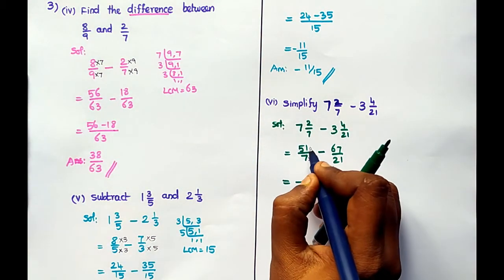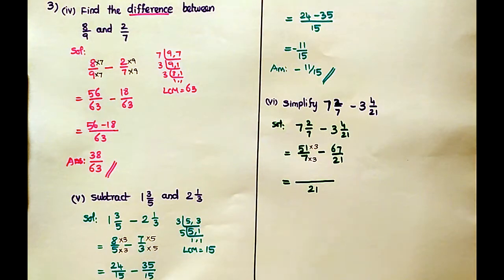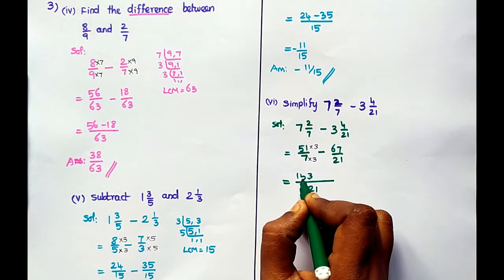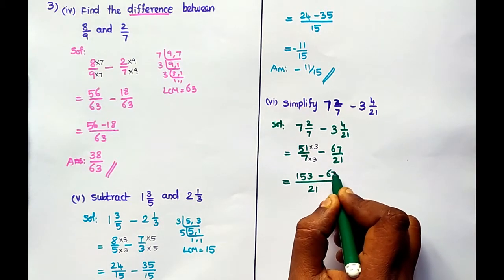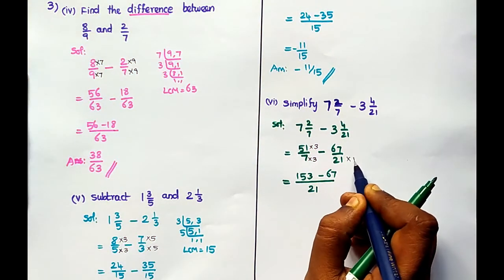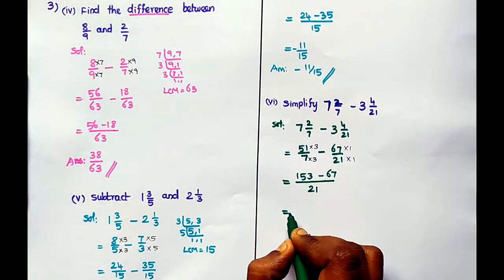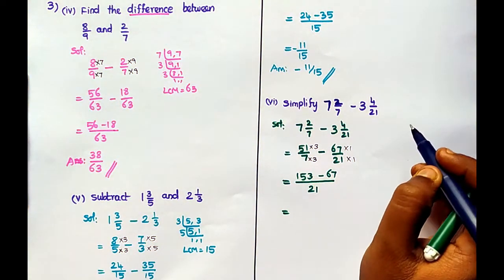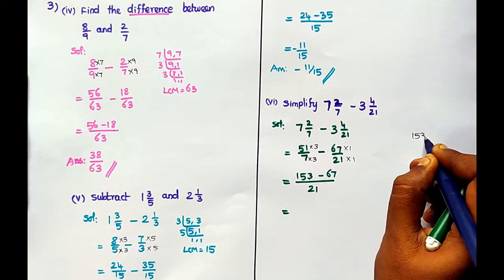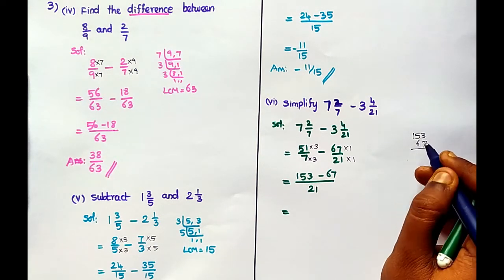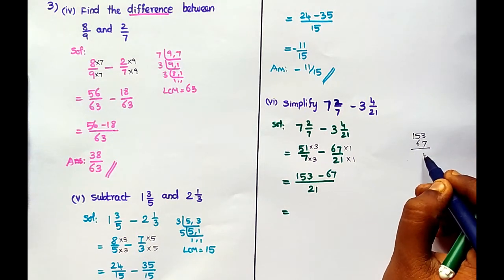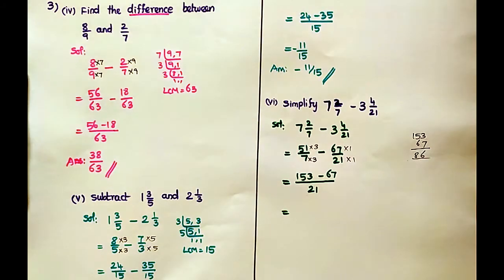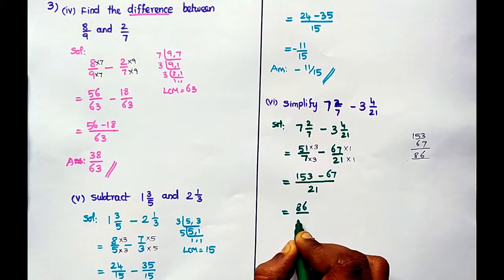7 3s are 21. Here also multiply by 3 means we get 3 1 is 3, 3 5s are 15. So 153 minus 67, because here 1 is multiplied by 1 now. So 153 minus 67. 13 minus 7 is 6, here 14, 14 minus 6 is 8. So 86 by 21.